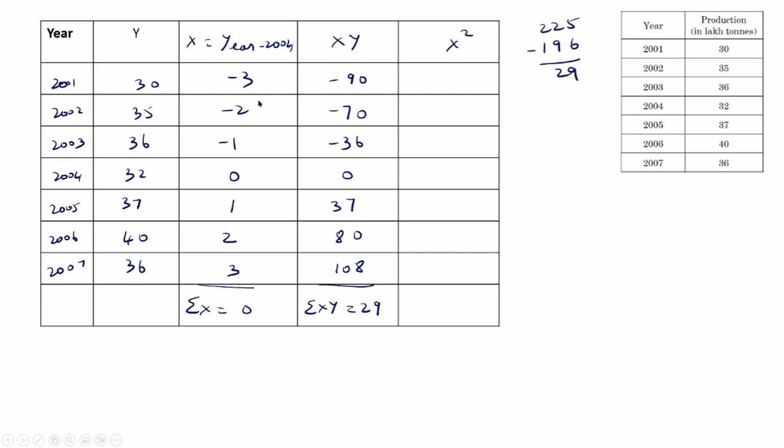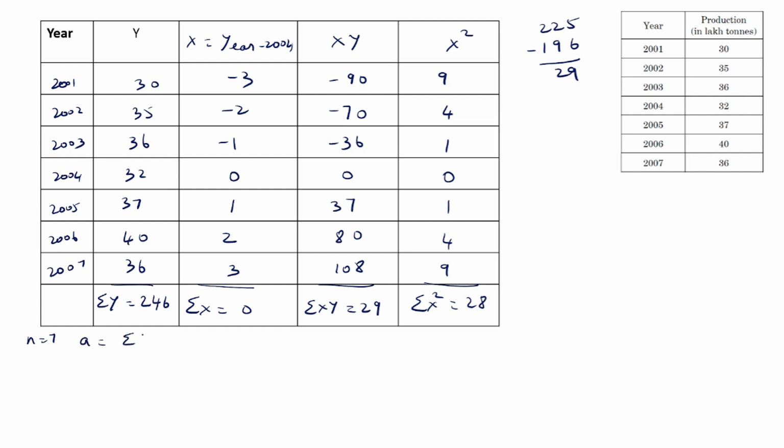Now, we have x square. It is minus 3 the whole square 9, minus 2 the whole square 4, minus 1 the whole square 1, 0, 1 square 1, 2 square 4, 3 square 9. As a result, summation x square is 28. We need to find summation y. Summation y here, when we add all these, we get it as 246. And here the number of years, n, is 7. We have 7 years. Now let us find a, b and the equation of trend line.